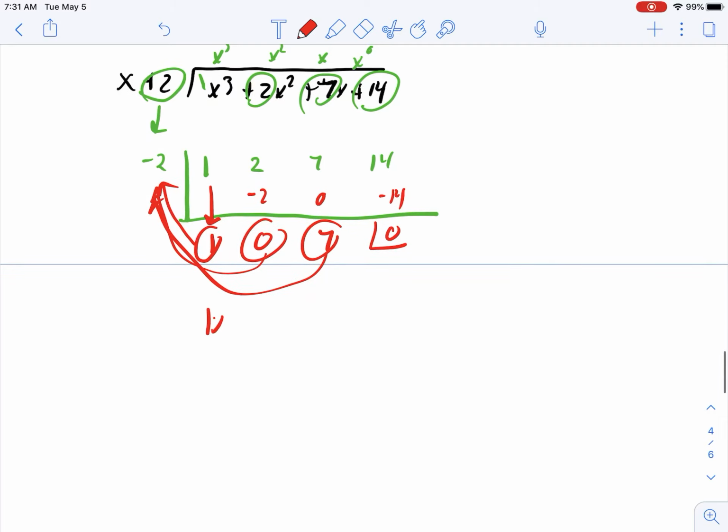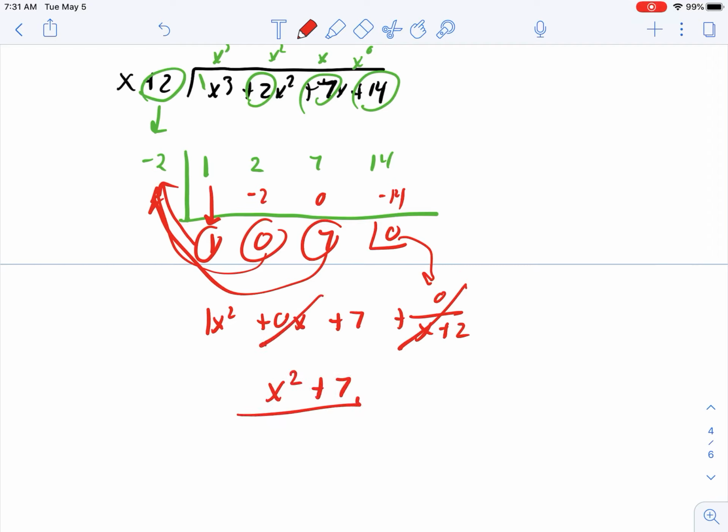So one less power here. So this is 1x squared plus 0x plus 7. And I said there's no remainder, so I technically don't have to worry about it. So how would I write this problem? Well, I don't need that piece or that piece, so I just say x squared plus 7 would be my final answer.